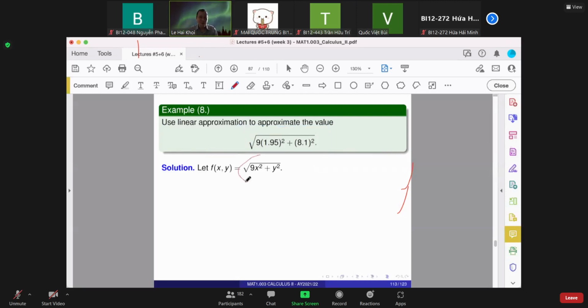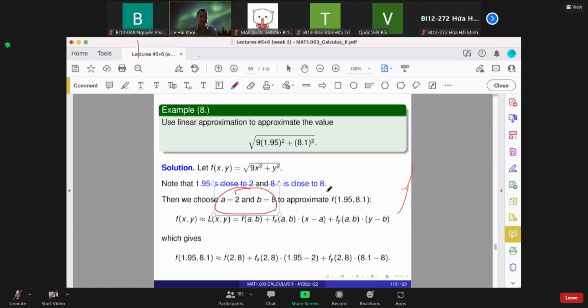Here, we look at this f(x, y), and 1.95 is almost the same as 2.0, right? So this one is almost the same, 8, 2, right? So that's the reason we can think about a equal to 2, b equal to 8, and we look at a point. This is the fixed point, and this is the approximation f(x, y), where (x, y) is (1.95, 8.1), very close to 2 and 8.